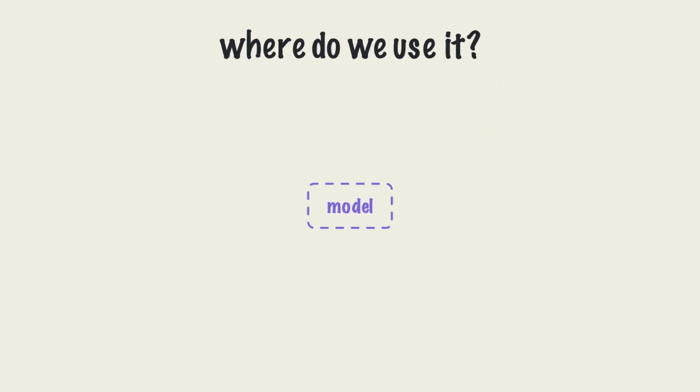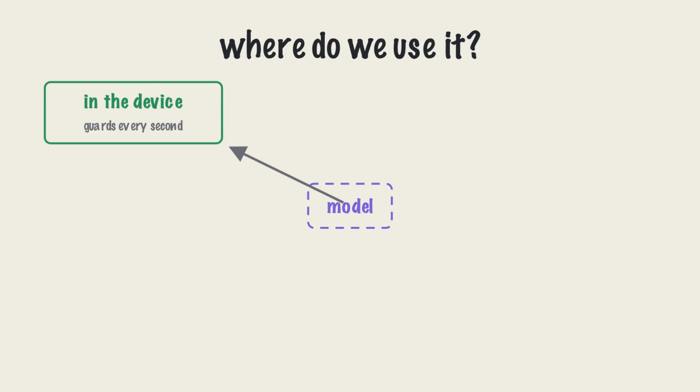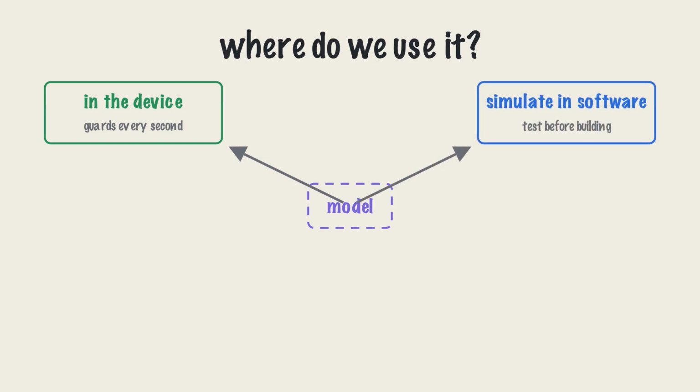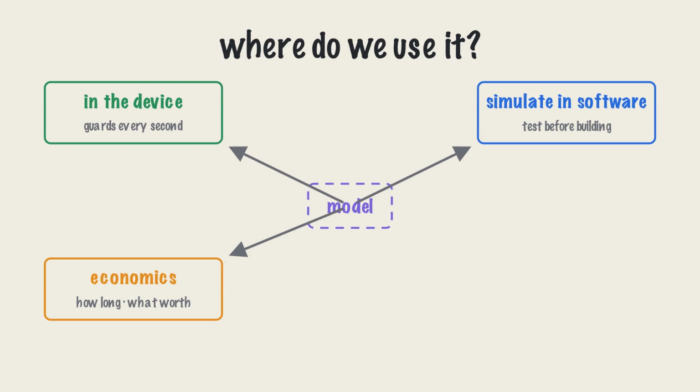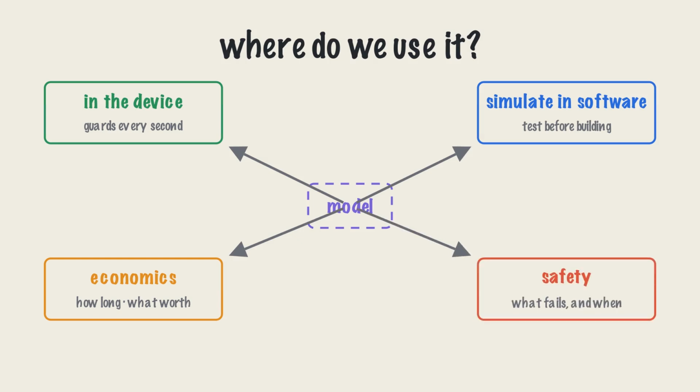Now, where do we actually use this? One place is inside the device, in real time. That is the battery management system, guarding the cell every second. But that is only one use. Long before a battery is built, engineers simulate it in software, testing a fast charge or a whole pack with no lab at all. Others ask economic questions. How many years will it last? What is it worth? And safety engineers ask what fails and when. A phone, a car, a power grid. All of them lean on models for very different questions.